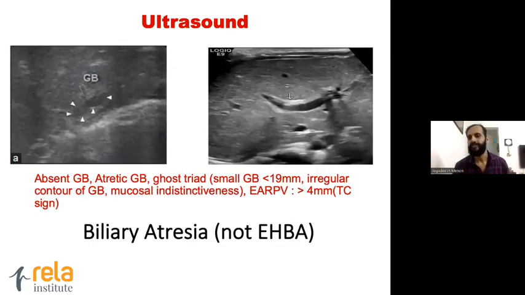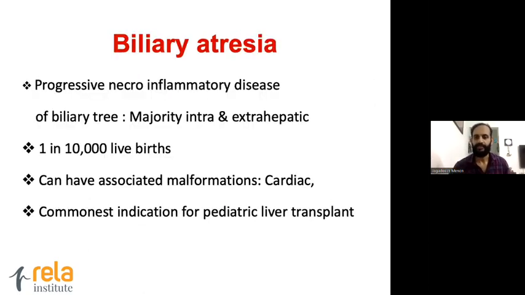Certain ultrasound features are there in biliary atresia, but the sensitivity varies from 80 to 90% actually. And biliary atresia is not just EHBA, because we know that the most common type affects both intra and extrahepatic bile ducts. It is a progressive necroinflammatory disease. These two terms are very important because of these terms, we know why even if somebody clears jaundice after Kasai, the disease can again recur in the liver.